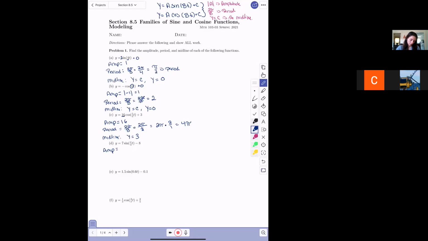7. 7, good. And then when we find our period, it is equal to 2 pi divided by what? Someone new, please. Pi over 4. Pi over 4. And again, we could write this as 2 pi times 4 over pi, which means that the pi's divide out to 1, and 2 times 4 is equal to 8.